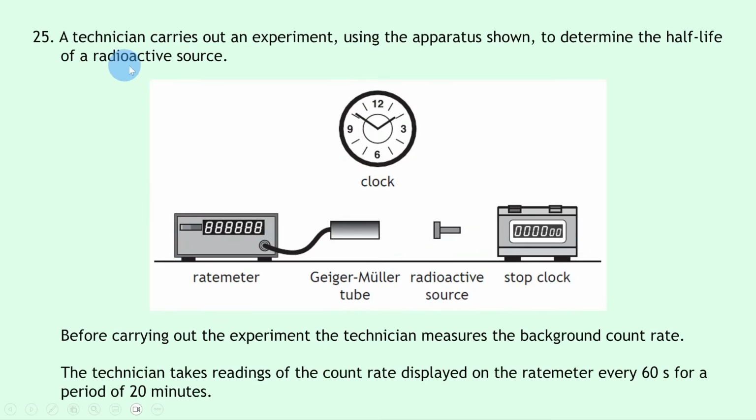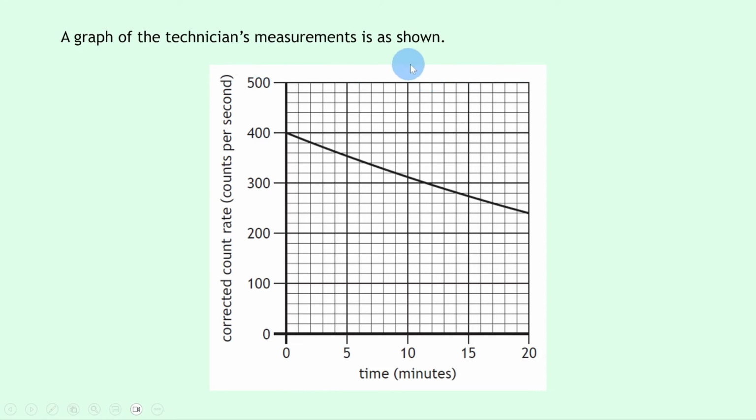Lastly, question 25 says a technician carries out an experiment using the apparatus shown to determine the half-life of a radioactive source. We've then got a clock and then a Geiger-Müller tube connected to a rate meter, a radioactive source and a stop clock. It then says before carrying out the experiment, the technician measures the background count rate. The technician takes readings of the count rate displayed on the rate meter every 60 seconds for a period of 20 minutes. A graph of the technician's measurements is as shown.